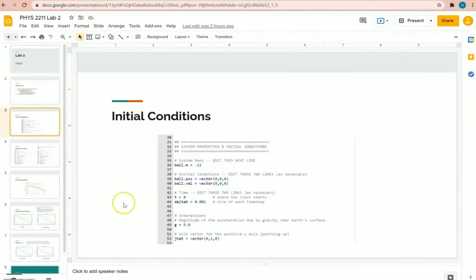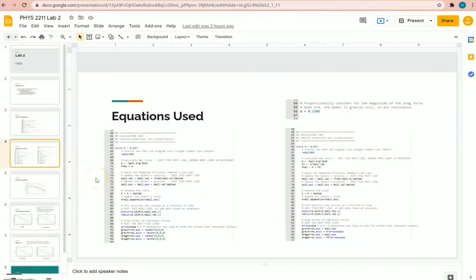For the coding, we have to initialize our conditions. First, we have the mass of the box, 0.12 kilograms, position, velocity, and time all at 0, and delta t, which is the size of each time step, to be 0.001. And then we have the acceleration due to gravity, which is 9.8 meters per second squared, and the unit vector, which is 1 in the y direction.